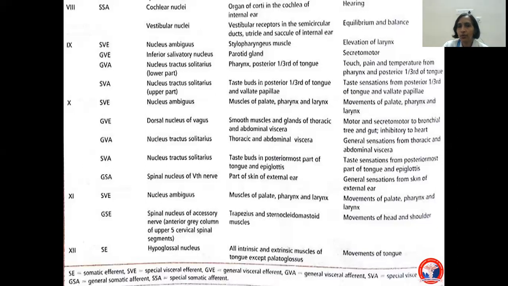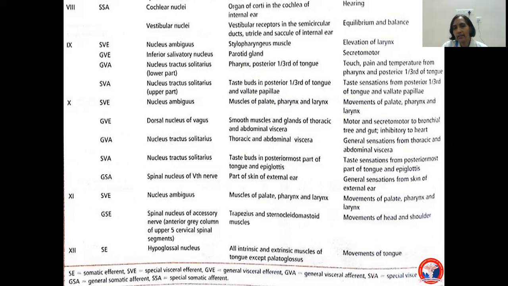So in the case of the 11th cranial nerve, these muscles are the muscles of palate, pharynx, and larynx, which are responsible for their movement. The second component is general somatic efferent, which arises from the spinal nucleus of the accessory nerve. The nucleus is a long gray column which extends up to the upper 5 cervical spinal segments. It innervates the trapezius and sternocleidomastoid muscles, which are responsible for movements of head and shoulder.